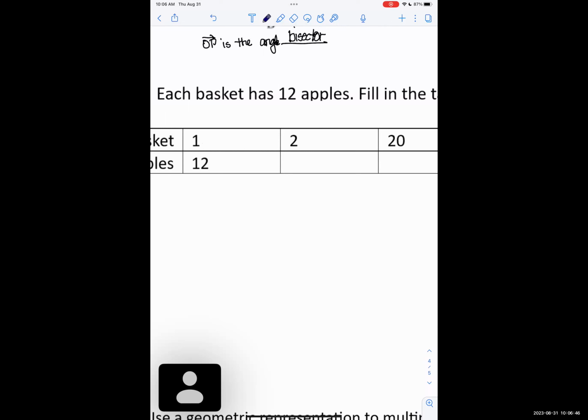Correct. Anyone else? Correct. Okay, so 2 baskets. So we could either go 12 plus 12 is 24, or 12 times 2 is 24. Awesome.